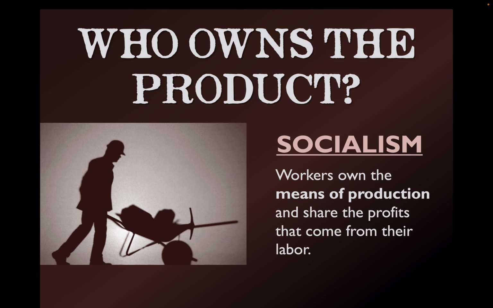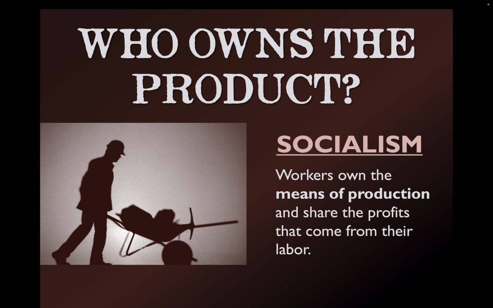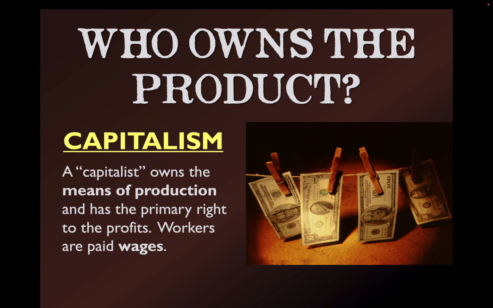In socialism, workers own the means of production and share the profits that come from their labor. So in socialism, there's not one owner or capitalist. The workers own the means of production and share the profits that come from the labor. These are both isms, which means they are both theories. There is not one society on earth that is pure capitalist or pure socialist. In practice, it's never been able to have 100% one or the other.